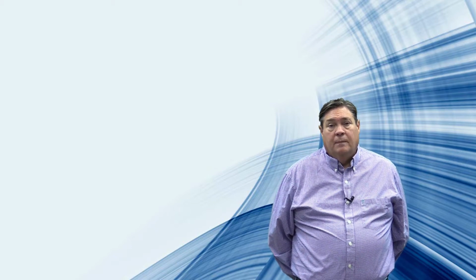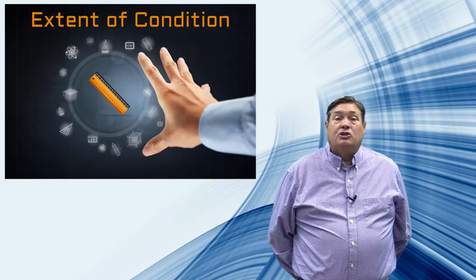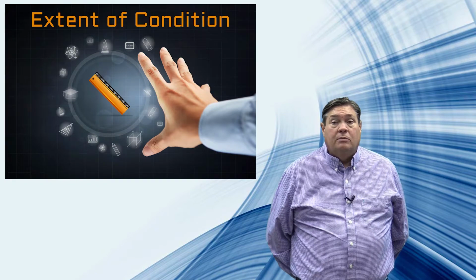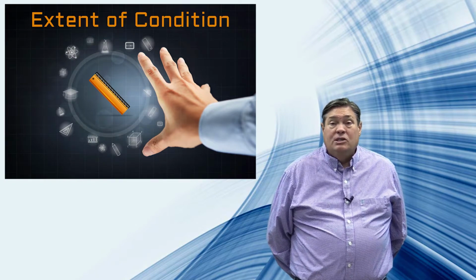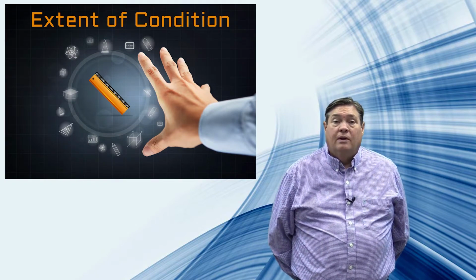I've also noticed that organizations do not do an effective analysis of the extent of condition on their collection of near misses. I want to focus on the first of these, ineffective evaluation of how big the problem is, or what we call extent of condition. Extent of condition can be described as how big is this problem we are trying to solve.